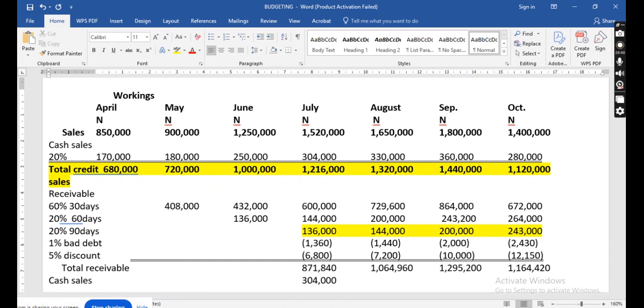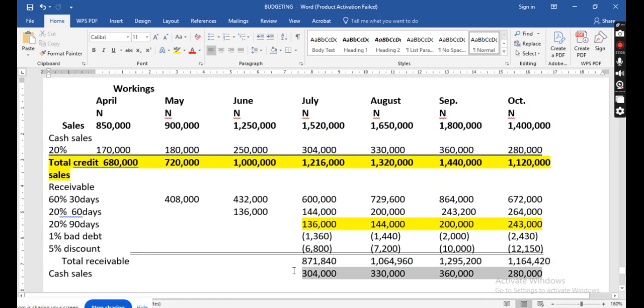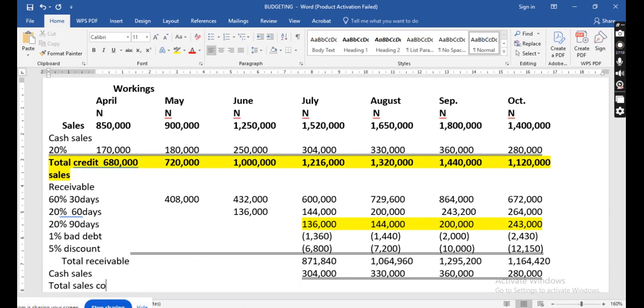304, 330, 360, and what? 280. Right? So what is the total sales collection? What is the total sales collection? Total sales collection.